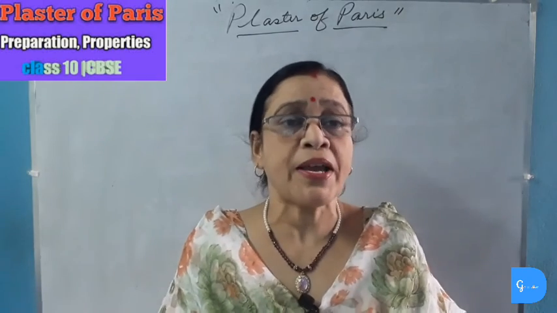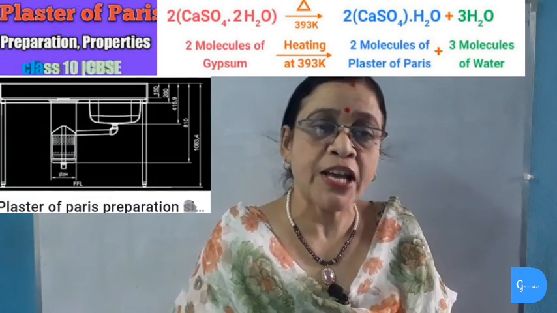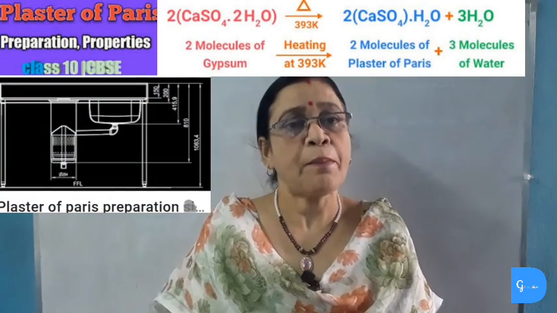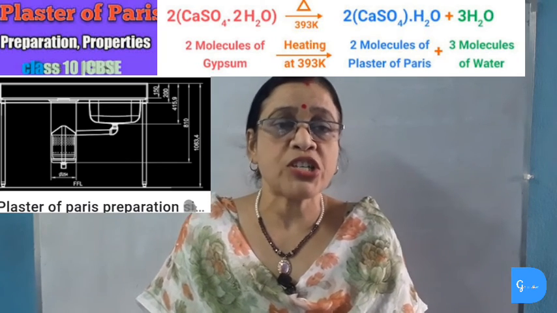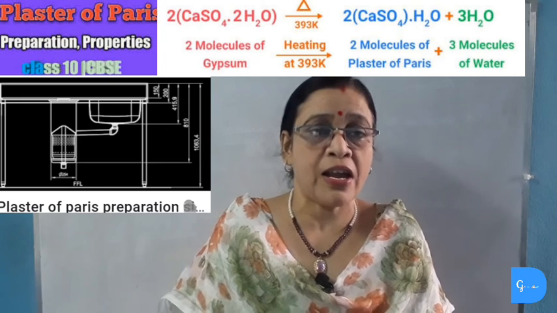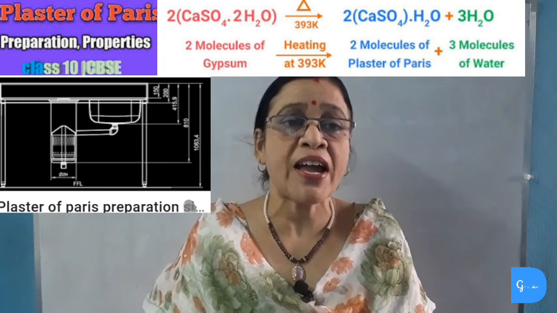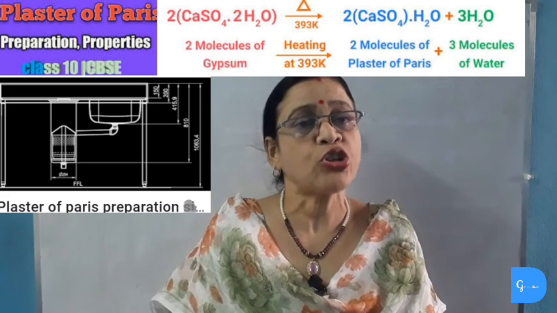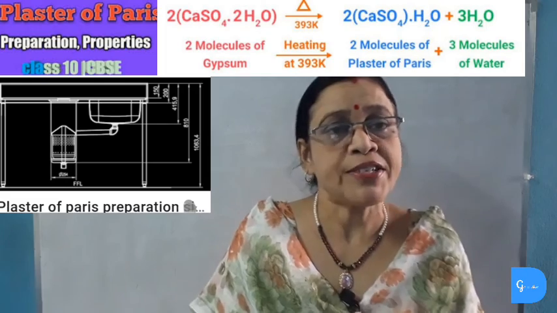Preparation of plaster of Paris. Plaster of Paris is prepared by heating gypsum, which is called calcium sulfate dihydrate, CaSO4 2H2O, at a temperature of 100 degrees centigrade in a kiln. When a few crystals of gypsum are taken in a kiln and heated at 100 degrees centigrade, then calcium sulfate dihydrate loses 3/4 of its water of crystallization and forms plaster of Paris. Now let's see the reaction.